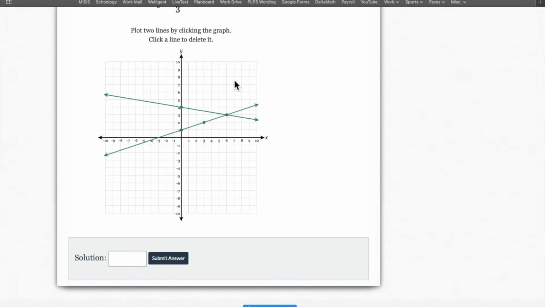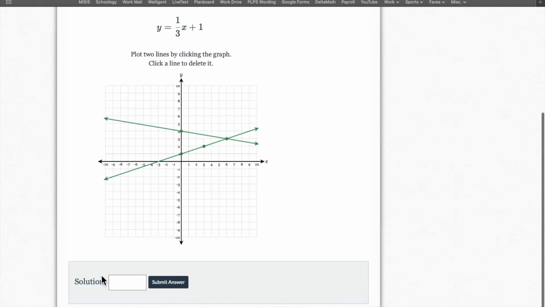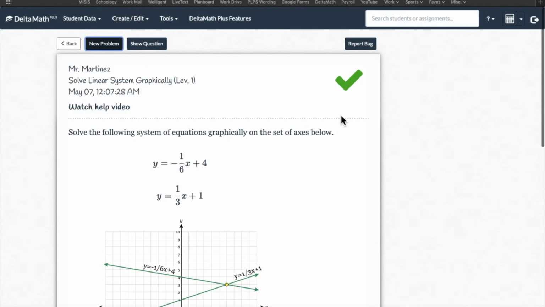Now, if you notice these two lines, they touch. They cross right there. So where do they cross? They cross on 6 is the x. X goes first. 6, comma, 3. So I'm going to go down here and I'm going to say parentheses 6, comma, 3, close parentheses, submit answer, yes, there we go.